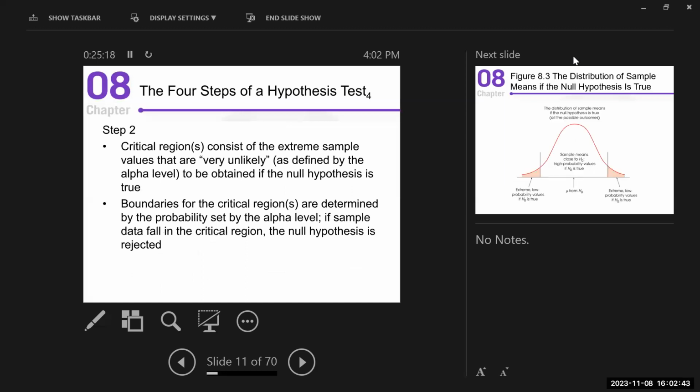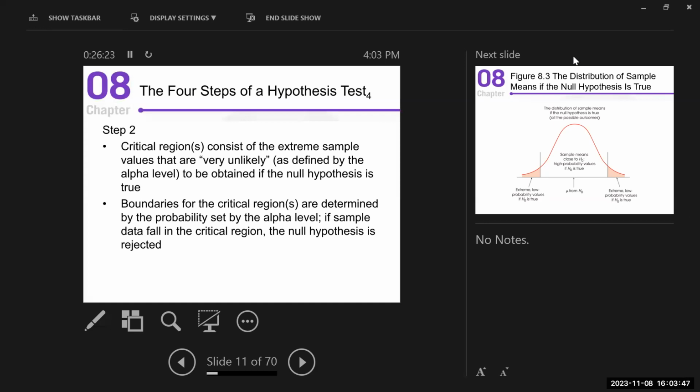As a continuation for step 2, these critical regions, these shaded regions, are the extreme samples. These extreme sample values out here will be in the critical region, and you define those critical regions by the alpha level: 5%, 1%, or 0.01%. The first bullet says critical regions consist of the extreme sample values that are very unlikely to be obtained if the null hypothesis is true. So if the null hypothesis was true and my sample falls in these critical regions, I know that's very unlikely. The boundaries of the critical regions are determined by the probability set by the alpha level: 5% probability, 1% probability, 0.1%.